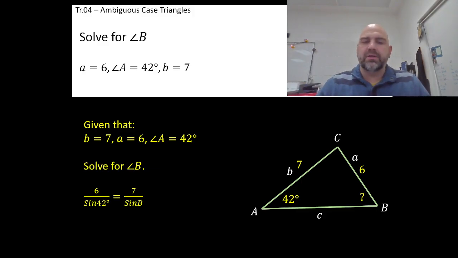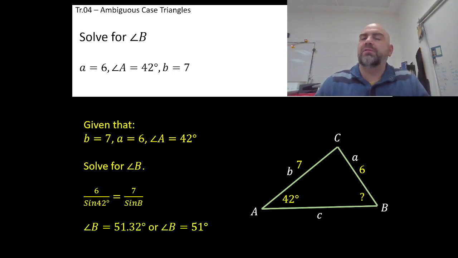Now, depending on how you like to do this, you can cross multiply and divide. You can do a little bit of algebra, solve for it, and you're going to come up with an answer, hopefully of 51.32 degrees, roughly 51 degrees. There we go. Let's plug that in. Perfect. All right. All done, right?